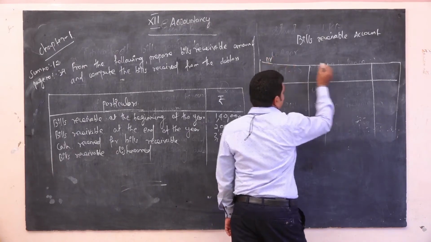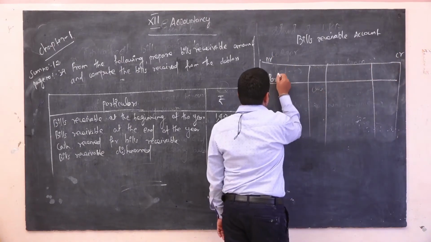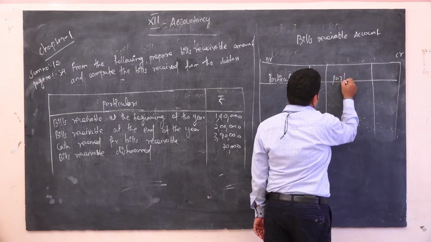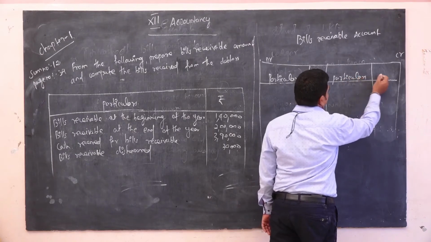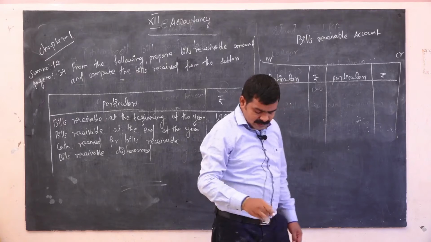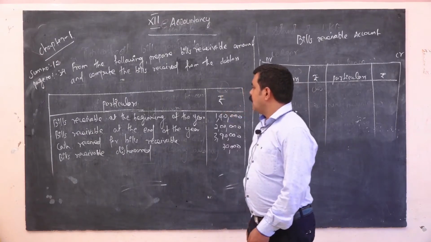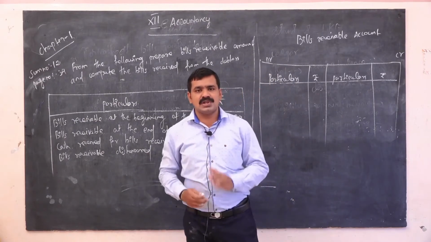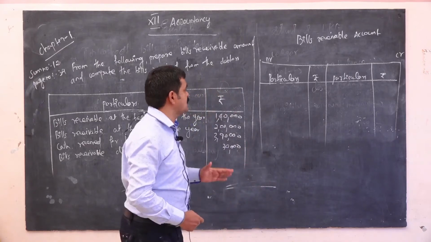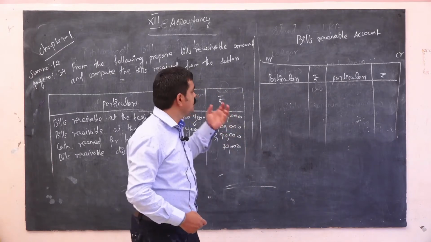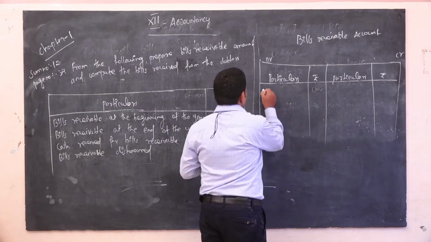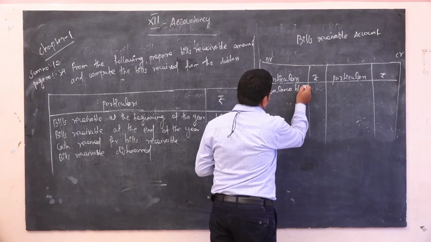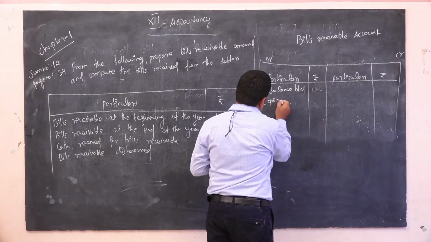Particulars, debit side, credit side, particulars, rupees, particulars, rupees. Okay, first we have to take bills receivable at the beginning of the year. Bills receivable is one of the assets, so on which side does the opening balance appear? Debit side, because this is one of the assets. So, to balance brought down, that is called opening balance.